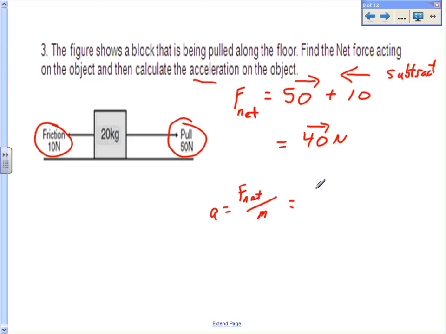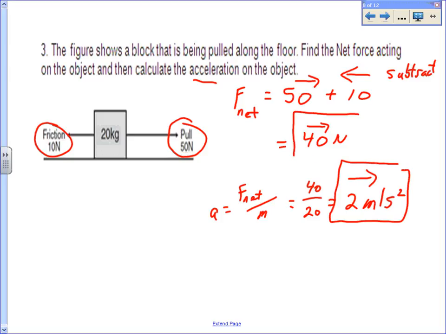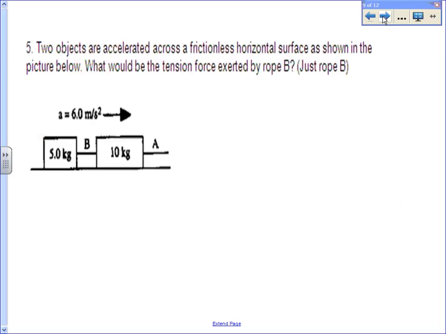So net force is the 40 to the right divided by our mass of 20. And that's going to give us 2 meters per second squared. And we have to include our direction because acceleration is a vector. Okay? So acceleration and direction. Direction is going to be important on these problems. All right, skip a couple. We're going to look at this.